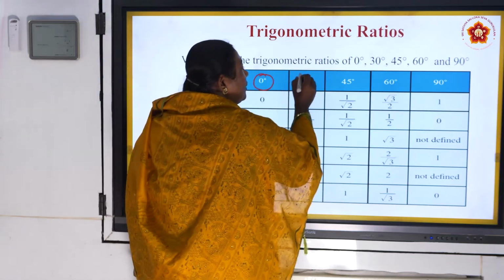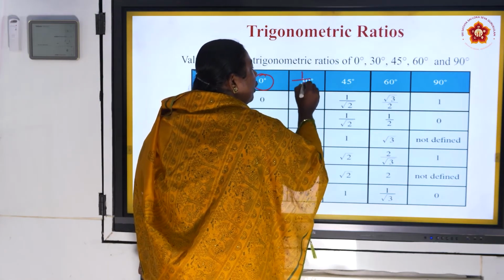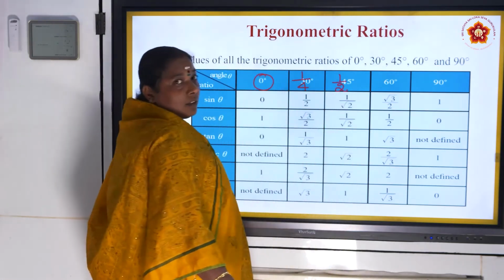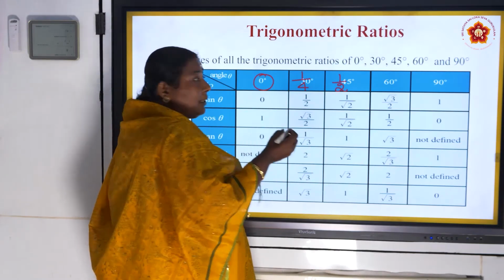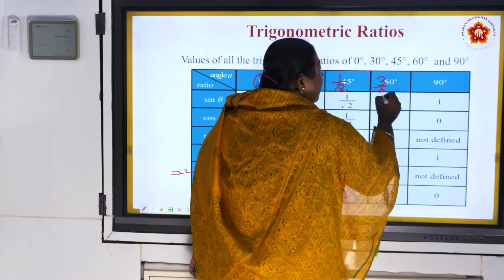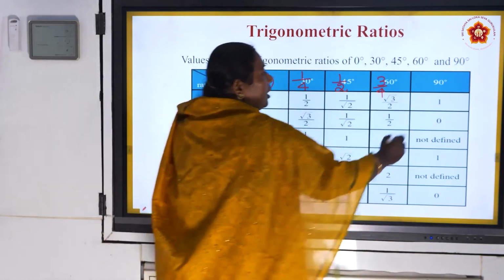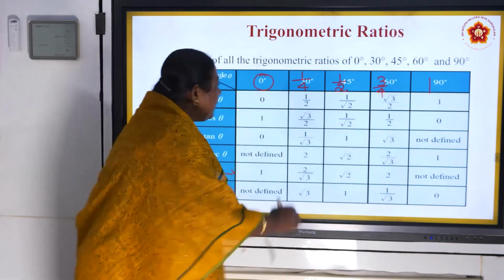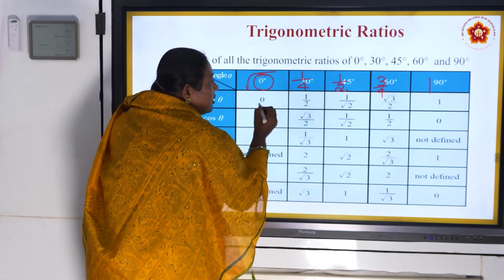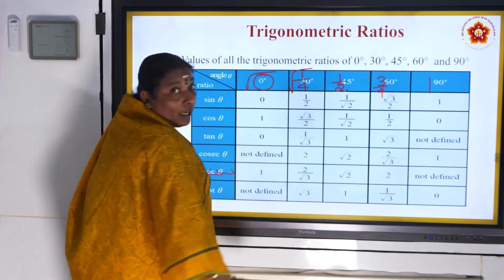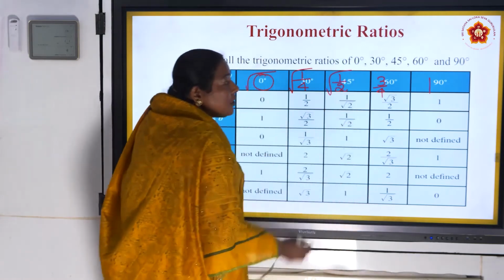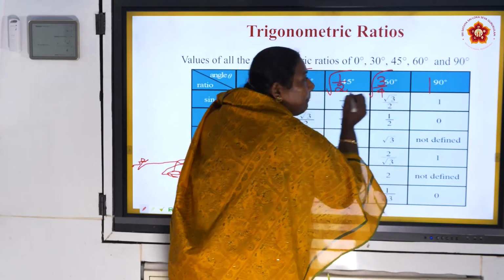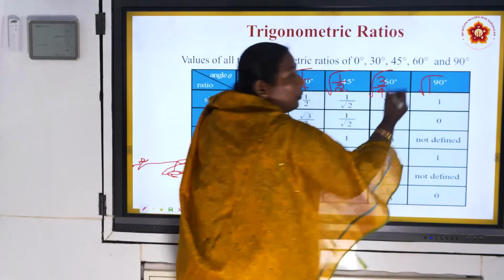Next, 15 minutes. What do you say for 15? It is 1 by 4. Right? Next, half an hour, 1 by 2. Right? Next, 45 minutes, you will say 3 by 4. Right? Last, 1. Now if you take the square root of all, you will get these values. Square root of 0 is 0. Square root of 1 by 4 is 1 by 2. Square root of 1 by 2 is 1 by root 2. Now square root of 3 by 4 is root 3 by 2. Square root of 1 is 1.